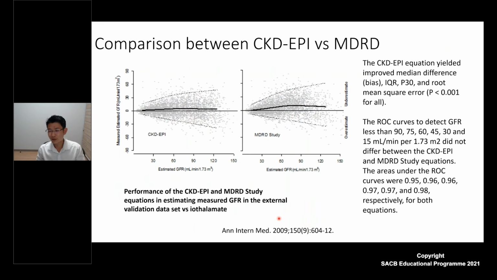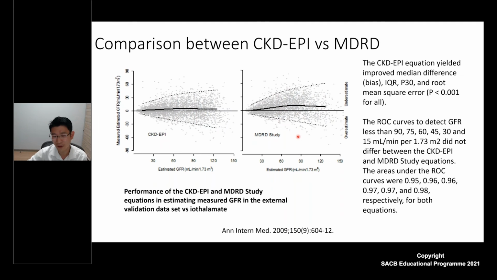You may also wonder what the performance is between CKD-EPI and MDRD. On the x-axis is the estimated GFR, on the y-axis is the difference between the measured and the estimated. Closest to 0 is the best, because it shows there's no difference. This is the median line. You can see that CKD-EPI performance is slightly better than MDRD, but the spread is quite wide. And MDRD at about 60 starts to underestimate.